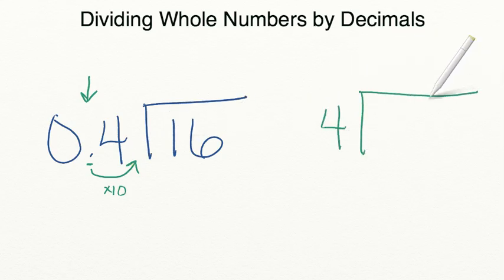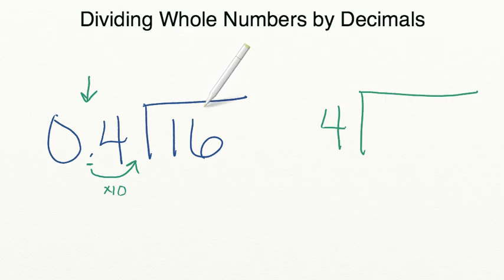But remember, just because we change our divisor doesn't mean we can leave our dividend. Since we multiplied our divisor by 10, we also have to multiply our dividend by 10. So we need to move our decimal in our dividend over one place value as well.